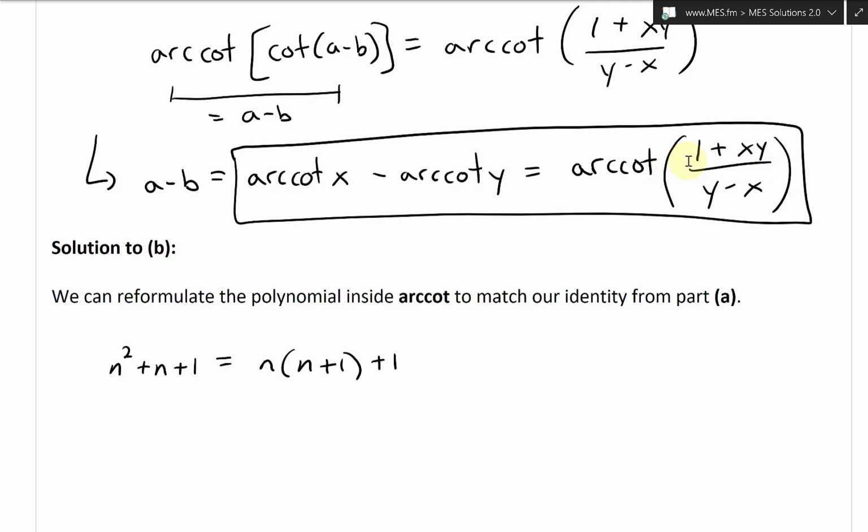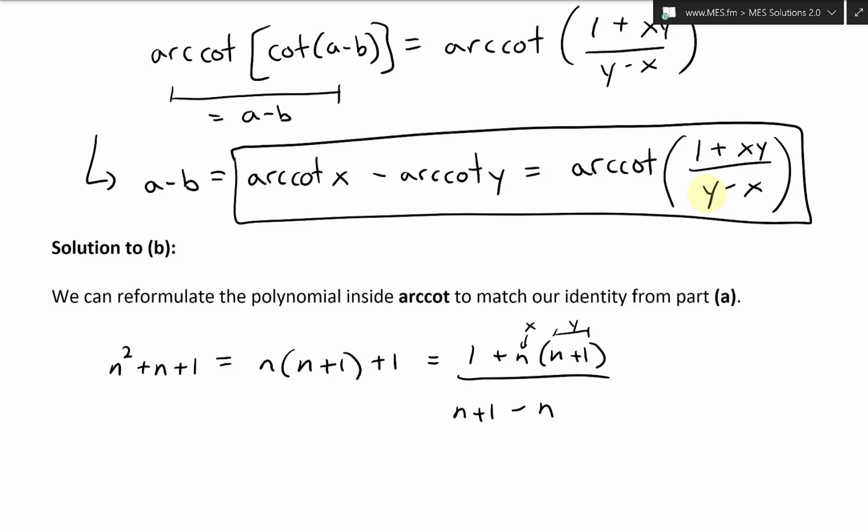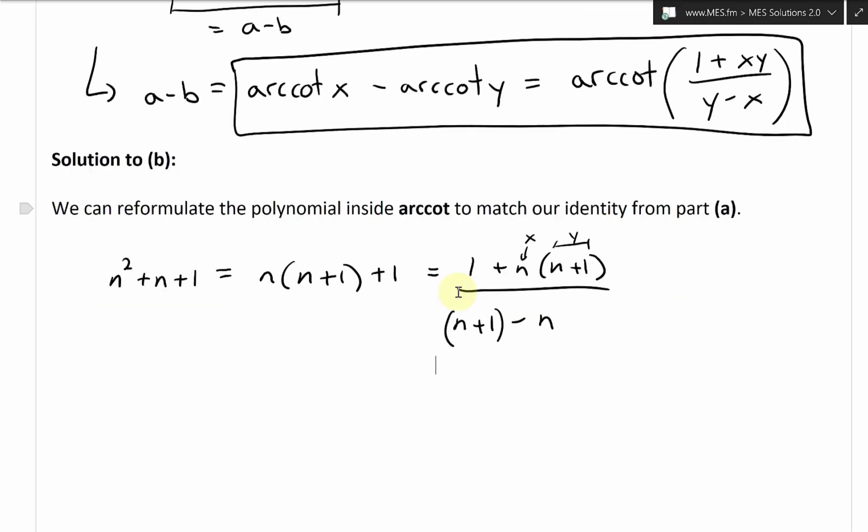Notice that this looks like 1 plus xy. I'm going to write this as, put the 1 in front, 1 plus n times n plus 1. Divide this by, now we need a y minus x. If this is our x and this is our y, then what we'll have is n plus 1 minus n. And these just cancel out, n cancels with this one right here.